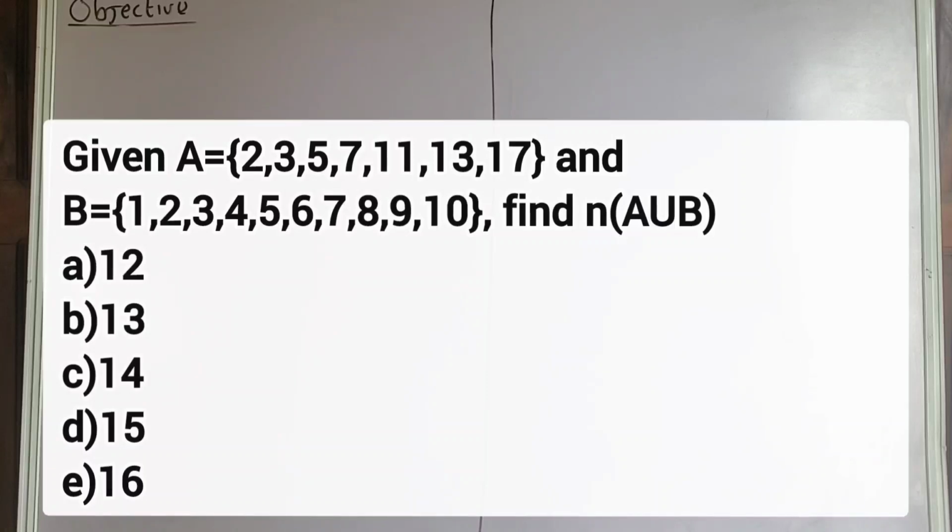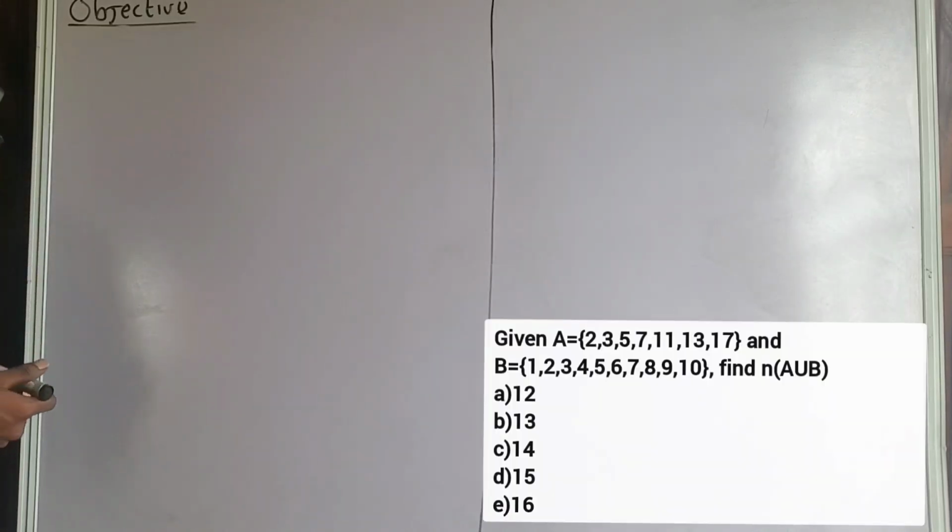Given that set A equals {2, 3, 5, 7, 11, 13, 17}, and set B equals {1, 2, 3, 4, 5, 6, 7, 8, 9, 10}. Find the number of elements that are present in the union of A and B.